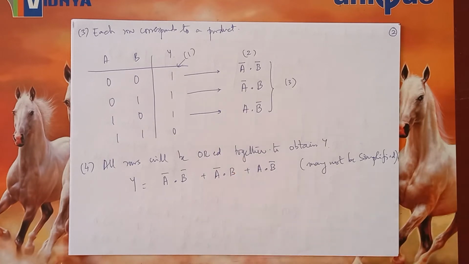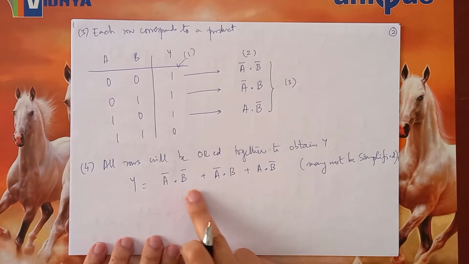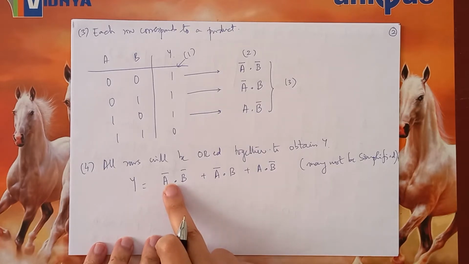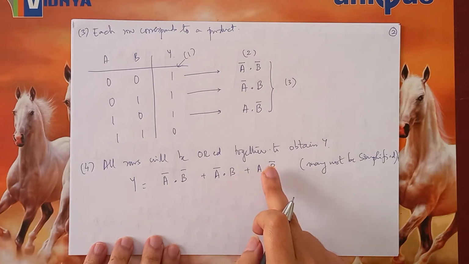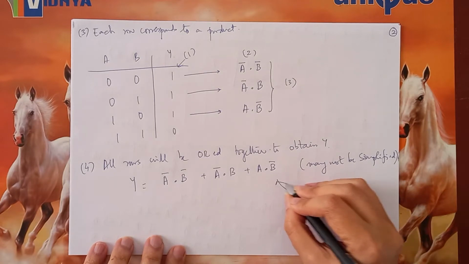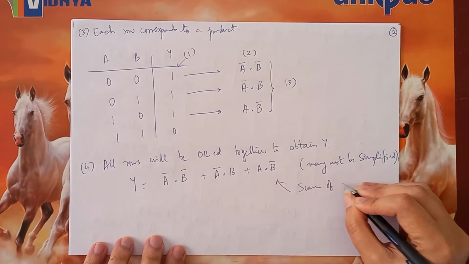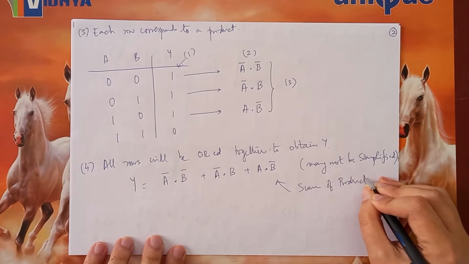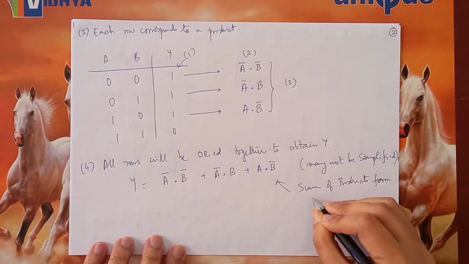Now, you can see something very interesting. Each term is a product, and all the product terms are ORed together. So here it is OR, but it looks like sum. So therefore this form is called as a sum of product form, or SOP.